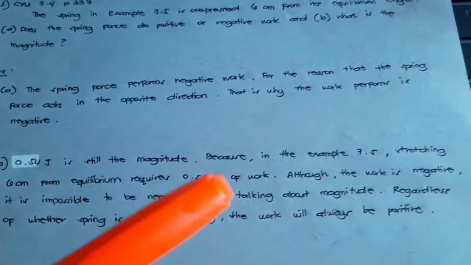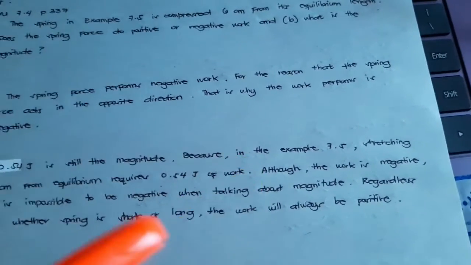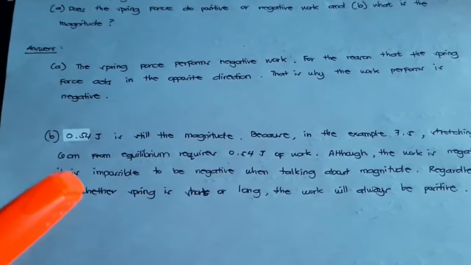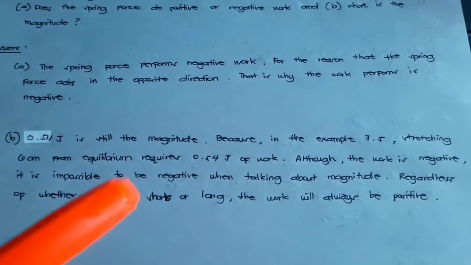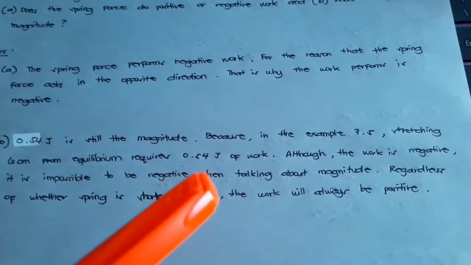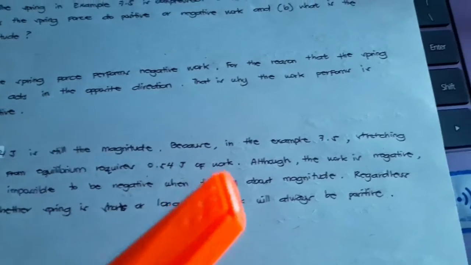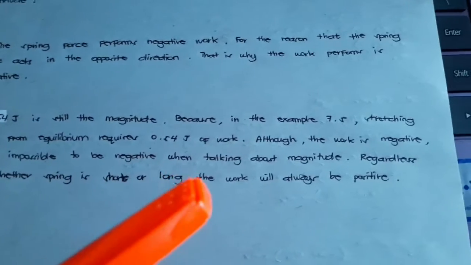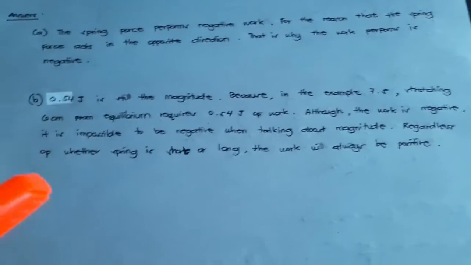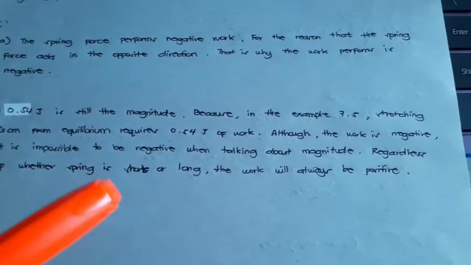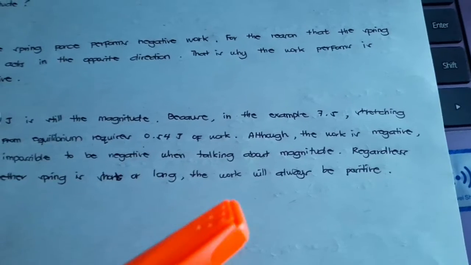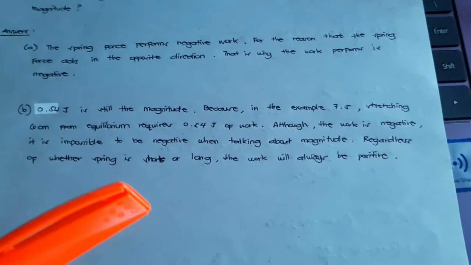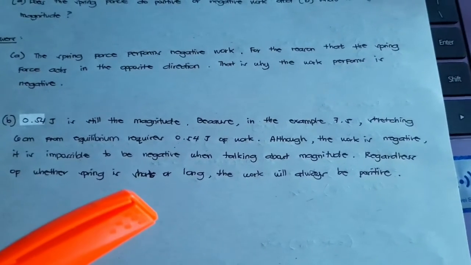Because in example 7.5, stretching 6 cm from equilibrium requires 0.54 joules of work. Although the work is negative, the magnitude cannot be negative. Regardless of whether the spring is shortened or lengthened, the magnitude of the work will always be positive. So that is the answer.